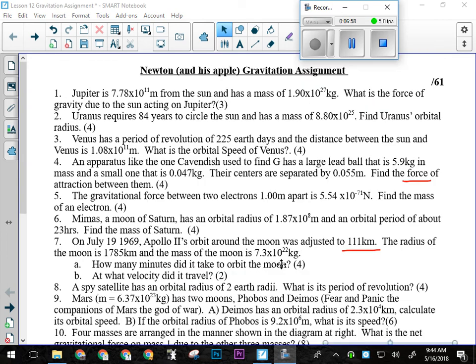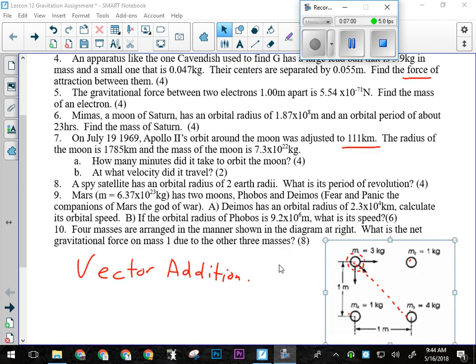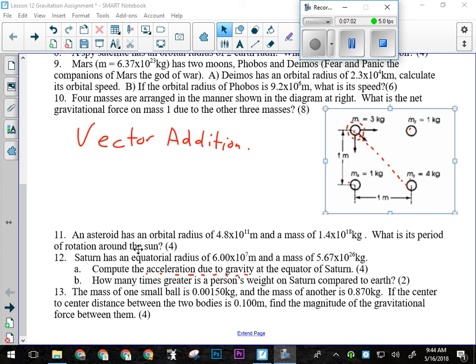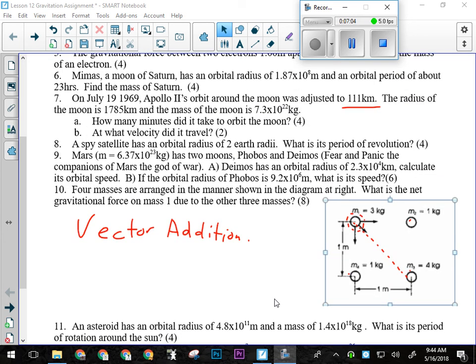Okay, guys, good question just came up here, and it has to do with question number 8. It says here that the spy satellite has an orbital radius of 2 Earth radii. That is an absolute or counted number. It does not affect your significant figures. It was given to you as a factor, not as a measured value. So a factor cannot affect your significant figures. Your significant figures are definitely not 1 for that question.